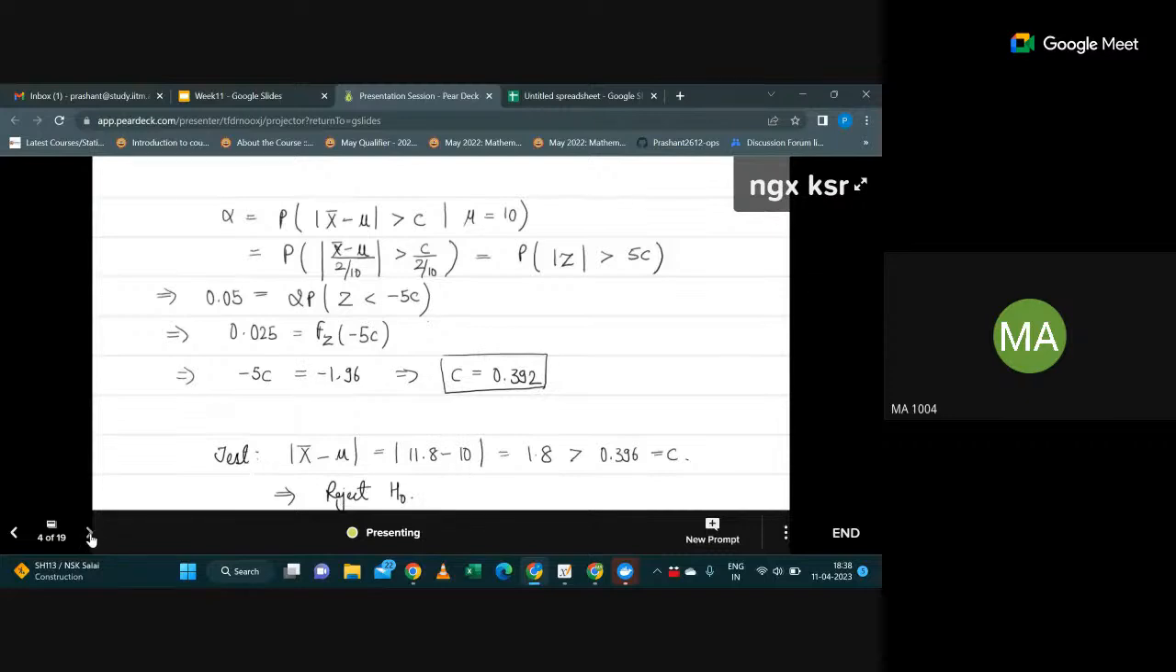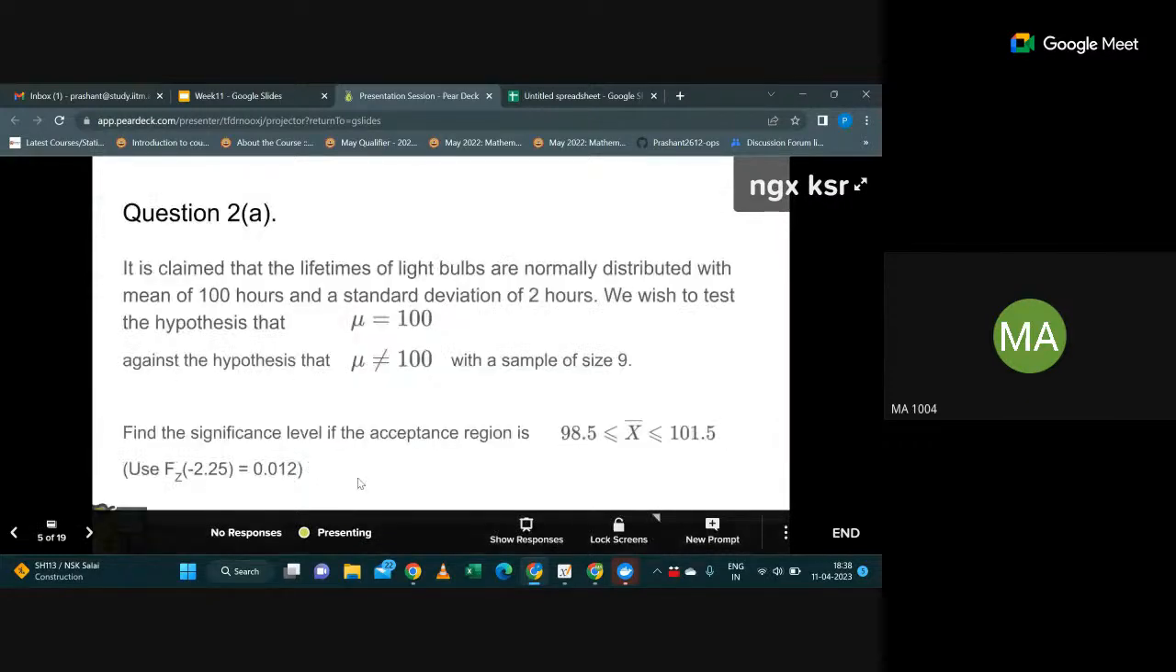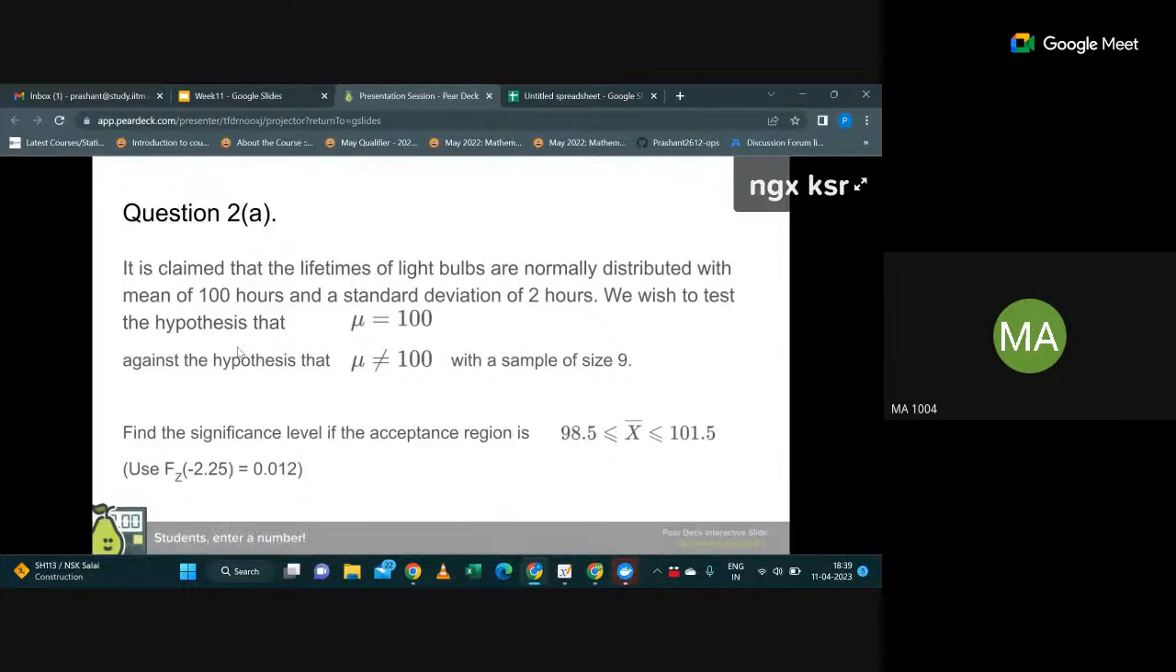So let's move to question number 2. It's just the first part of this one. The question says it is claimed that lifetimes of the light bulbs are normally distributed with a mean of 100 hours and a standard deviation of 2 hours. I want to test the hypothesis mu equal to 100 against mu not equal to 100 with a sample of size 9. Now tell me, which kind of test is this? This is a two-sided test, right?